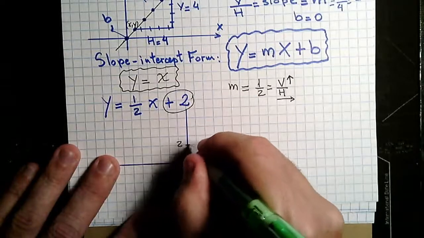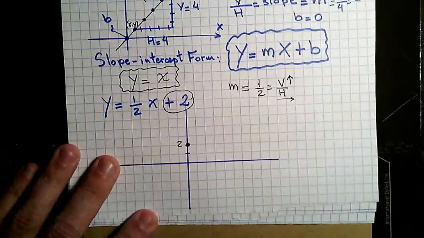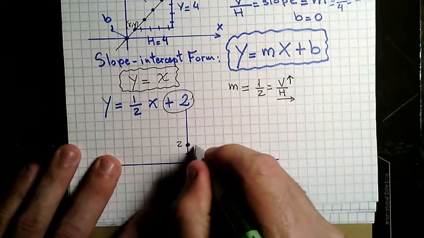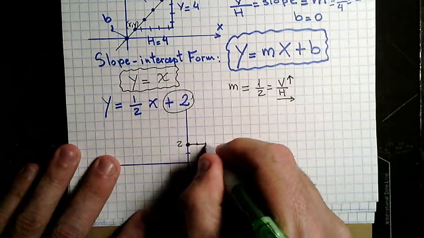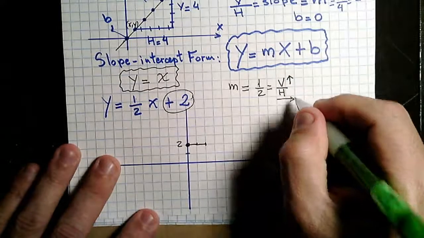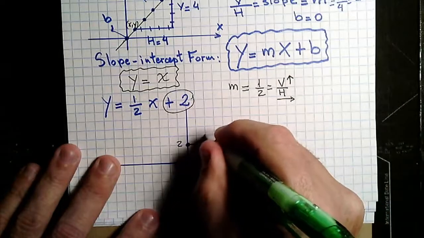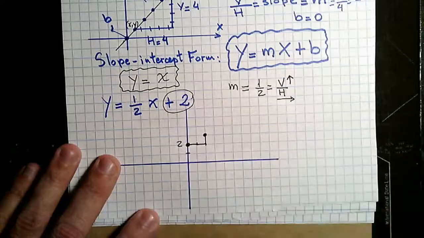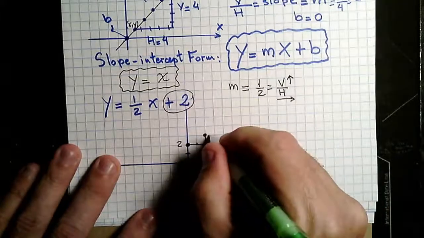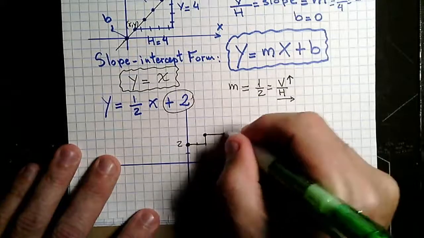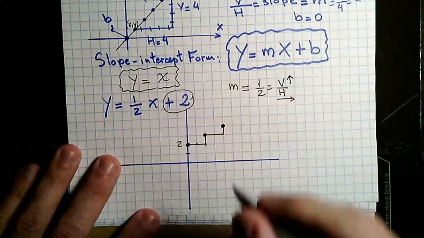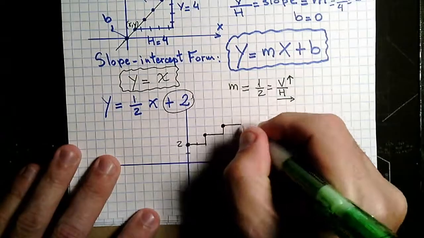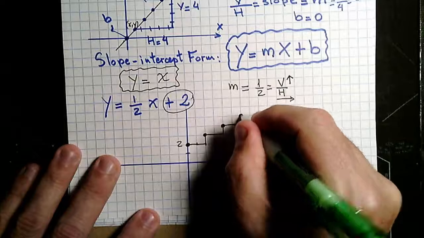So at 2, my y-intercept. And then I have 2 values, 1 and 2 to the right, and 1 up over there. And I have 1 point. The same, going now 2, 1, I have another point. 2, 1, another point.